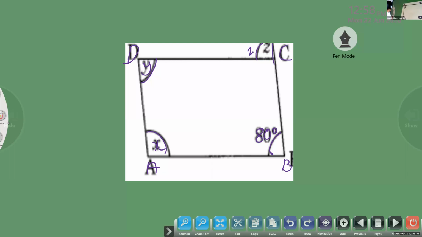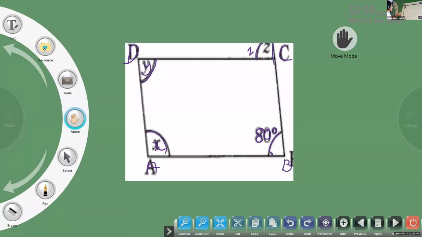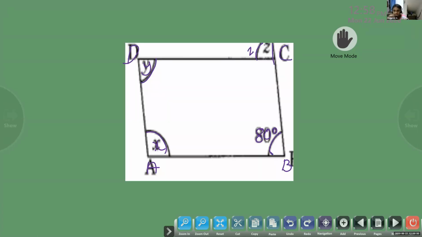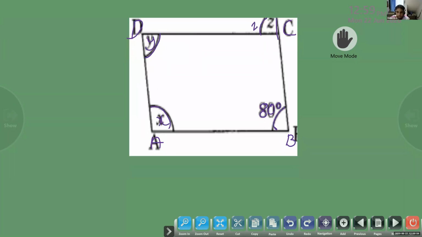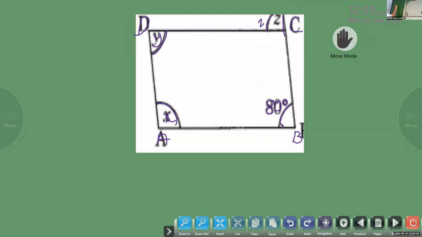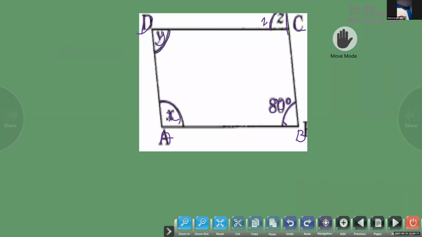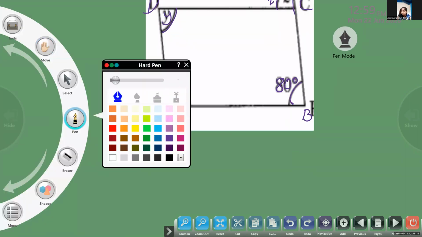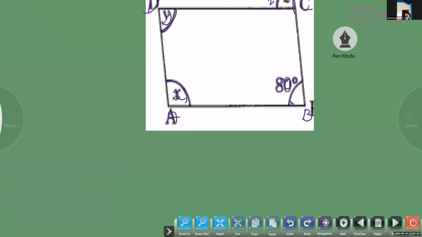So from the figure itself, we will get an angle. Y is equal to 80. From the figure itself, we will get Y equal to 80. What is the reason? Opposite angles. We know that opposite angles are equal.